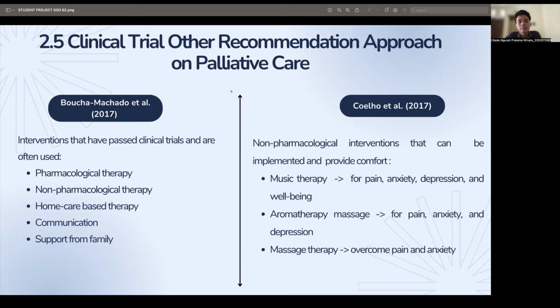According to the World Health Organization, palliative care uses multidisciplinary intervention and management for the patient. There are several management and intervention that can be used for the patient, but based on a study from Beckham, Mikado et al. 2017, there are several interventions that have passed clinical trial and are often used. Number one are pharmacological therapy, non-pharmacological therapy, home care-based therapy, communication, and support from family. On non-pharmacological therapy intervention, there are several that can be used based on a study from Keller et al. 2017. Number one is musical therapy for pain, anxiety, depression, and well-being. Aromatherapy massage for pain, anxiety, and depression, and massage therapy to overcome pain and anxiety.